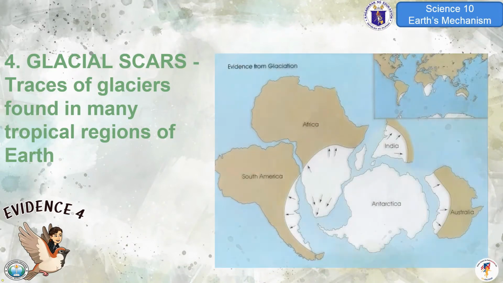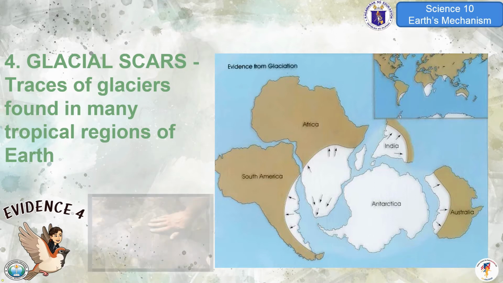After mountain ranges, the next set of evidence for continental drift theory is what you call glacial scars. So what are glacial scars? These are traces of glaciers found in many tropical regions of Earth. When continents drifted apart, these glaciers melted away, but they left tracks of scouring and polishing of rock surfaces.